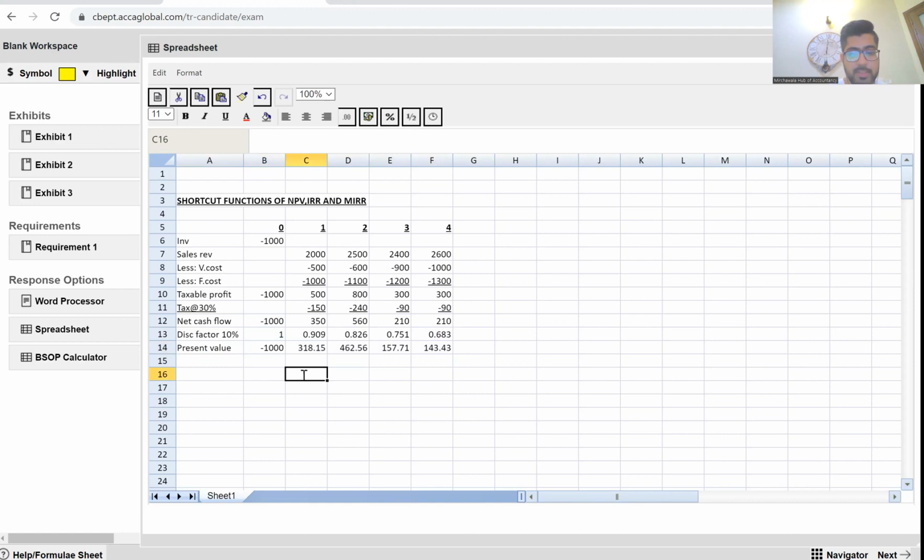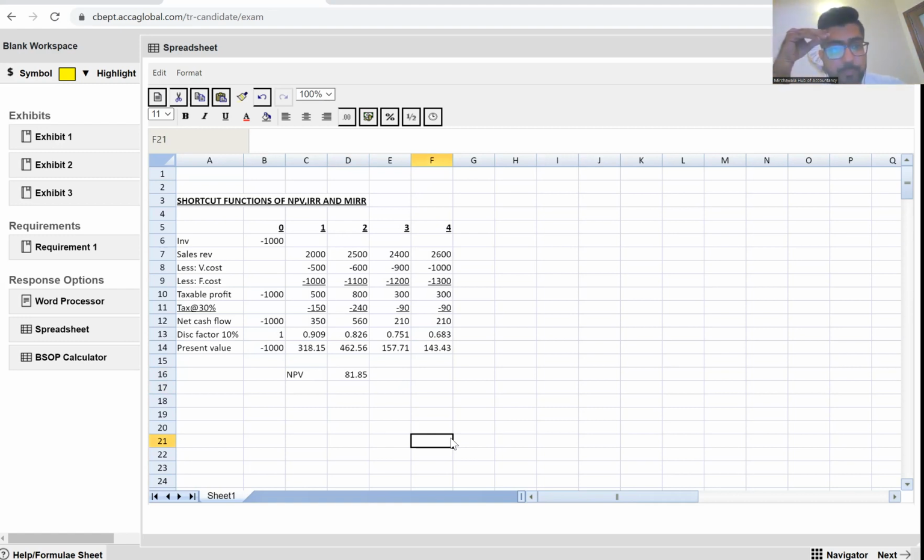And once you get the present values, you net them all to get NPV. So for NPV, we will net them all, sum of all present values. So it's B14 till F14. You get NPV 81.85 positive.